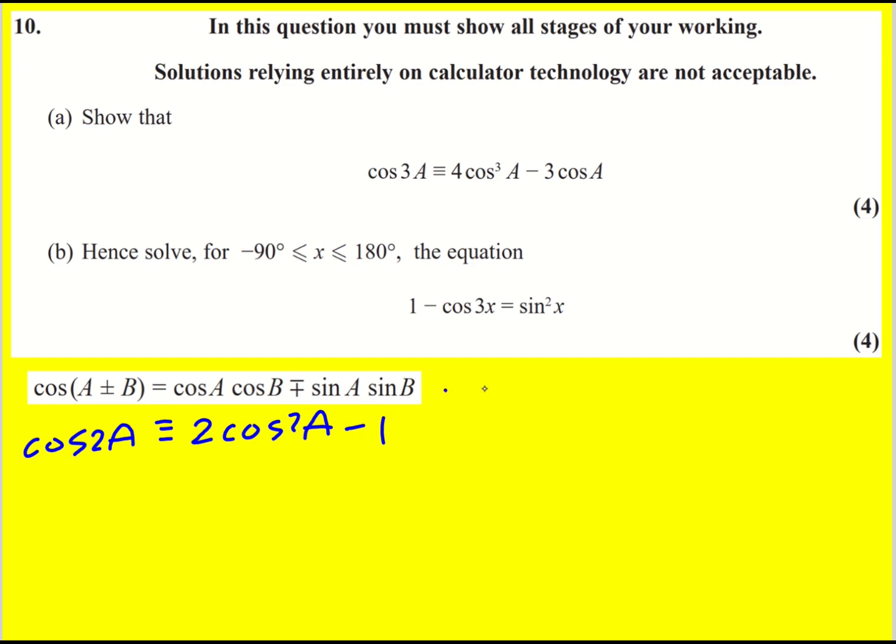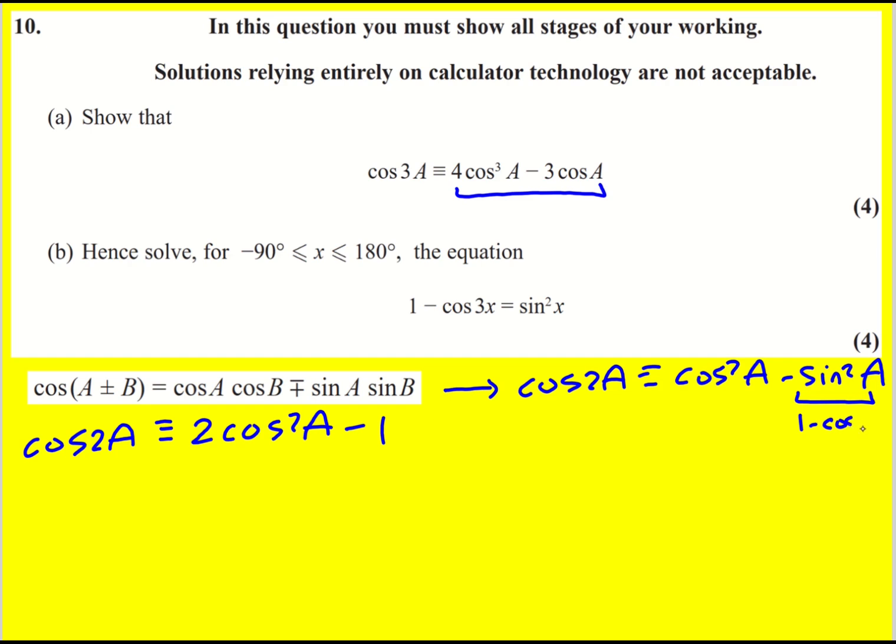If you don't know it, take your addition formula and let b equal a, and then we get cos 2a is cos a cos a, so cos squared a, minus sine a sine a. Because I want the one involving cos, I'm going to replace sine squared a by 1 minus cos squared a. This is in a bracket, so I get cos squared a minus 1 plus cos squared a. You can see we get this formula. Another version is to replace cos squared by 1 minus sine squared, and we get 1 minus 2 sine squared a.